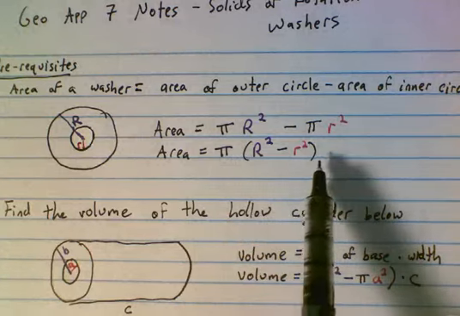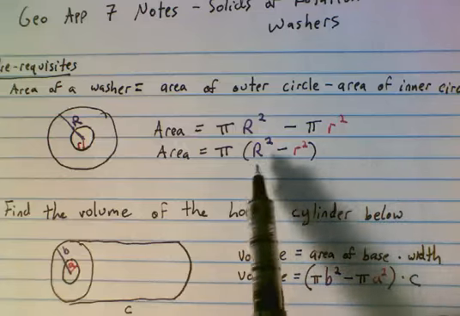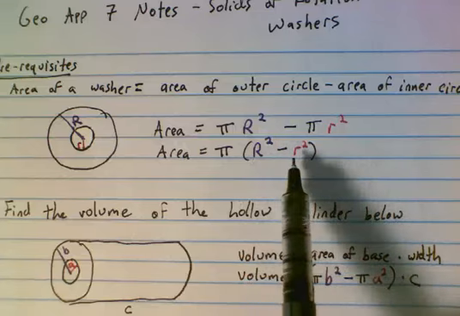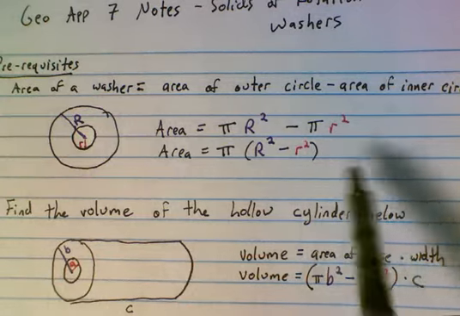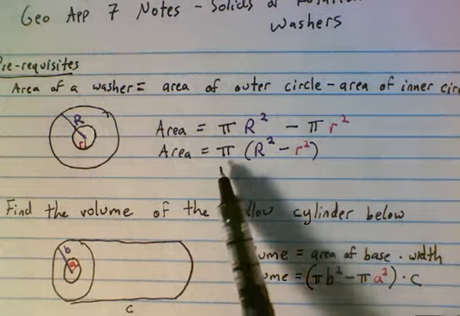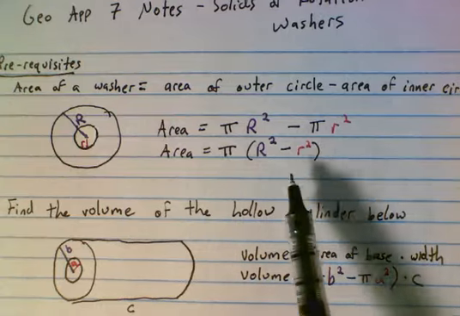Do not, however, write this as capital R minus little r, quantity squared. That would be different. We'd have to use the box and we would have some other terms in there, not just these two. So this is as far as you can simplify it. You don't have to, but you can if you want.